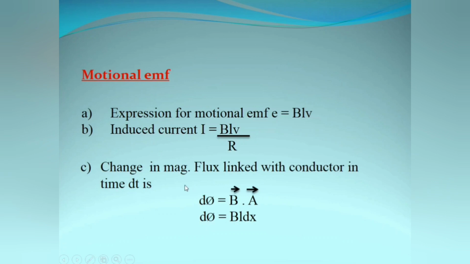Then the changing magnetic flux linked with the conductor in a time dt is given by dΦ equal to B dot A. This is magnetic flux. Or we can write it as dΦ equal to B into L into dx, since area is length into breadth. We take the length of the rod as L, moving with velocity V, and it covers a small displacement dx. So B L dx.